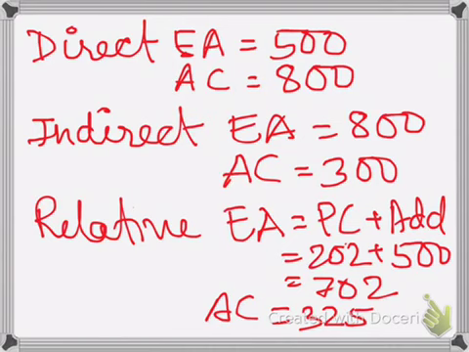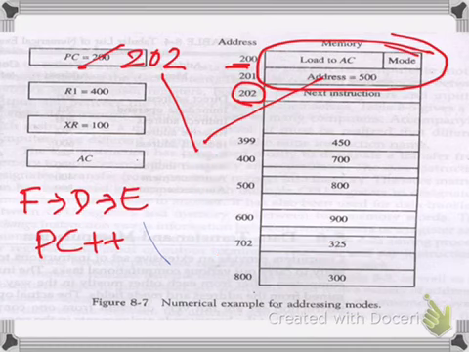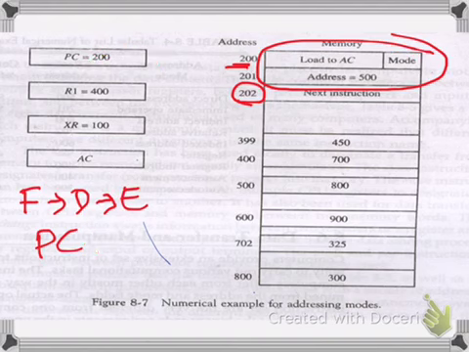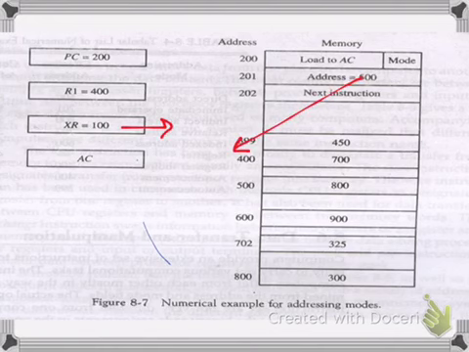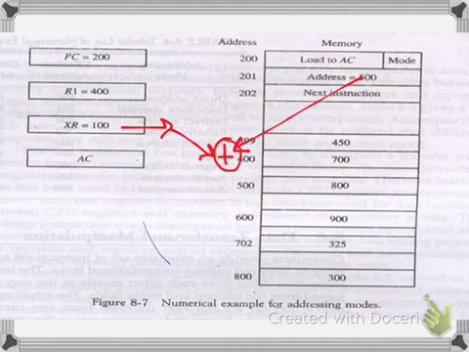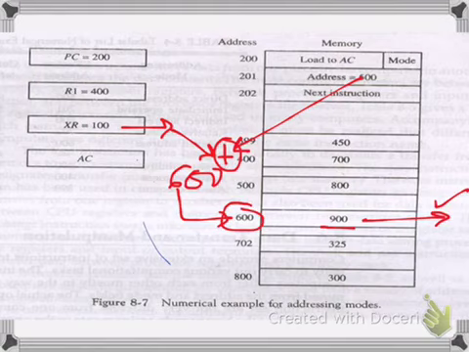Then the remaining are indexed and base register. XR can act as either a base register or an index register. So here this is our base register or index register. What we do is 500 plus the contents of this, which gives me 600, and 600 gives me 900. So this is our operand. The effective address is 600 and the operand is 900.